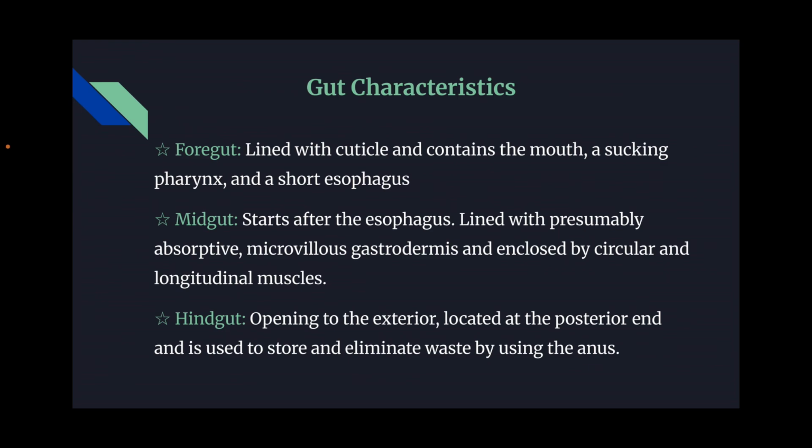Then we have the midgut, which starts after the esophagus, and it is lined with absorptive microvillus gastrodermis, and it is enclosed by circular and longitudinal muscles. This is the main digestive and absorptive region. And then lastly, towards the posterior end of the animal, we can find the hindgut, which is also a cuticle-lined area, and it leads to the anus for waste removal.